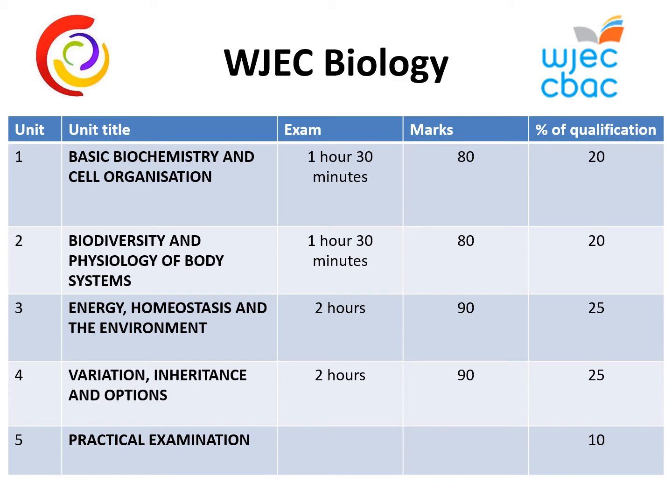You have the same sort of ratio for Unit 2, biodiversity and physiology of body systems. There's a slight weighting, you can see that comes up to a total of 40%. So the A2 level makes up the remaining 60% there. Unit 3 and Unit 4, energy, homeostasis and the environment, variation, inheritance and options, which I'll talk about in a little bit, are worth 50% of the course.